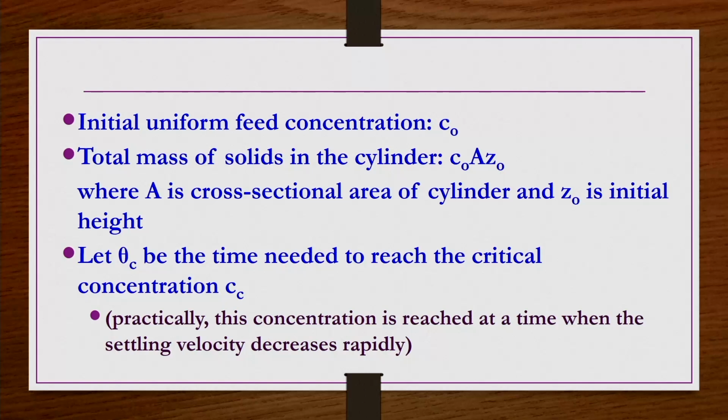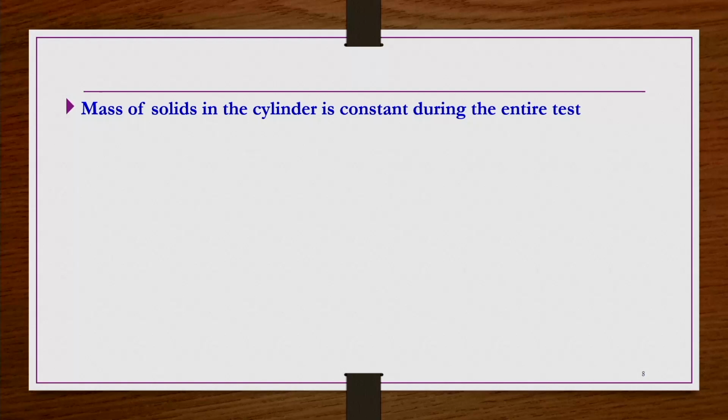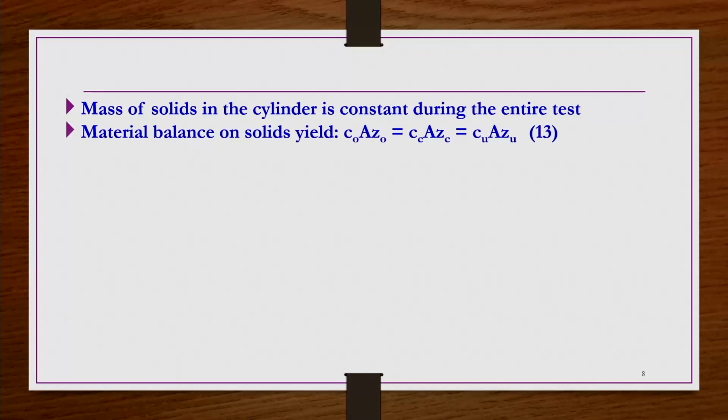Let theta c be the time needed to reach the critical concentration Cc. Practically, this concentration is reached at a time when the settling velocity decreases rapidly. Then the mass of the solids in the cylinder is constant during the entire test, obviously because there is no mass loss. Material balance on solids at different times: C naught A Z naught is equal to Cc A Zc is equal to Cu A Zu. Because the total mass of solids is the same in the cylinder.